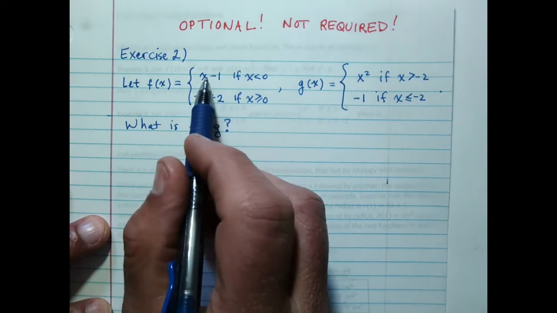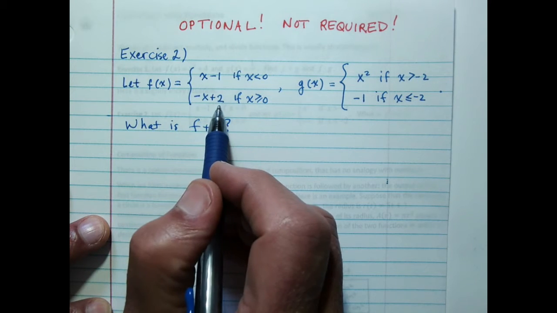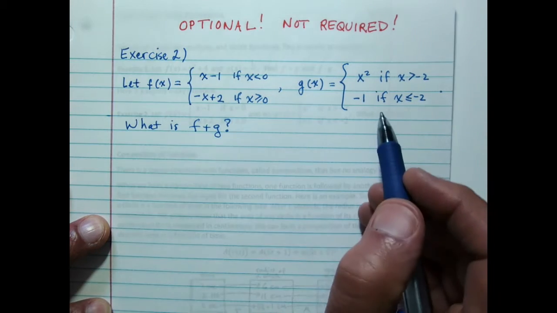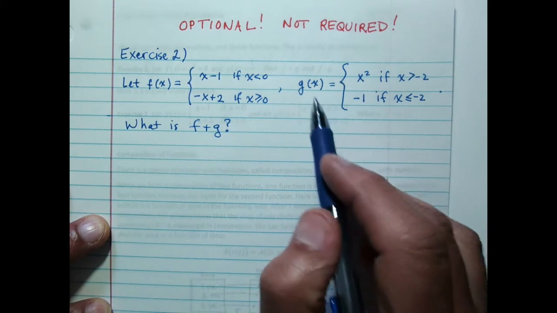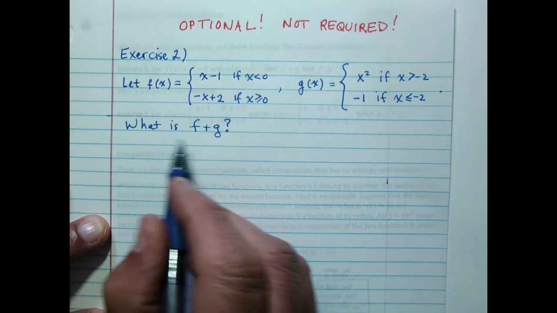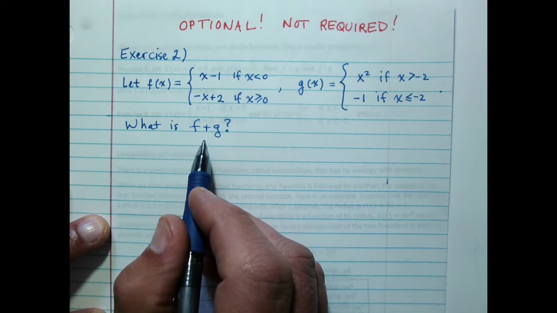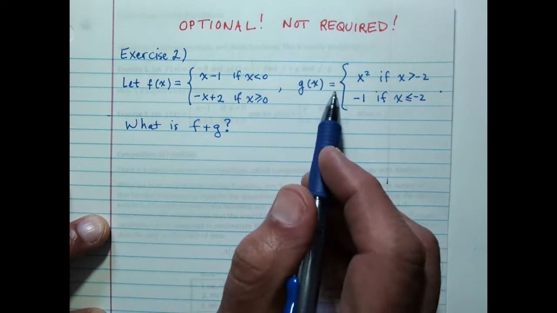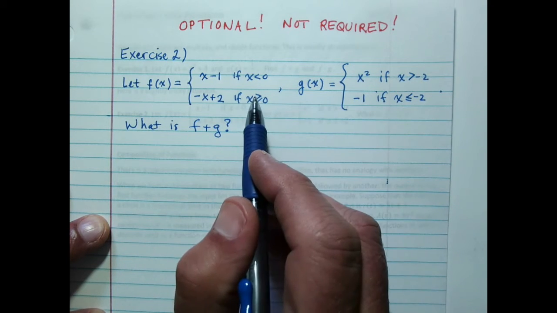So what if we have a piecewise function, f of x defined in 2 pieces, as written here, and g of x also defined in 2 pieces? What would it mean to add those functions together? Like how you calculate f plus g depends on where x is.